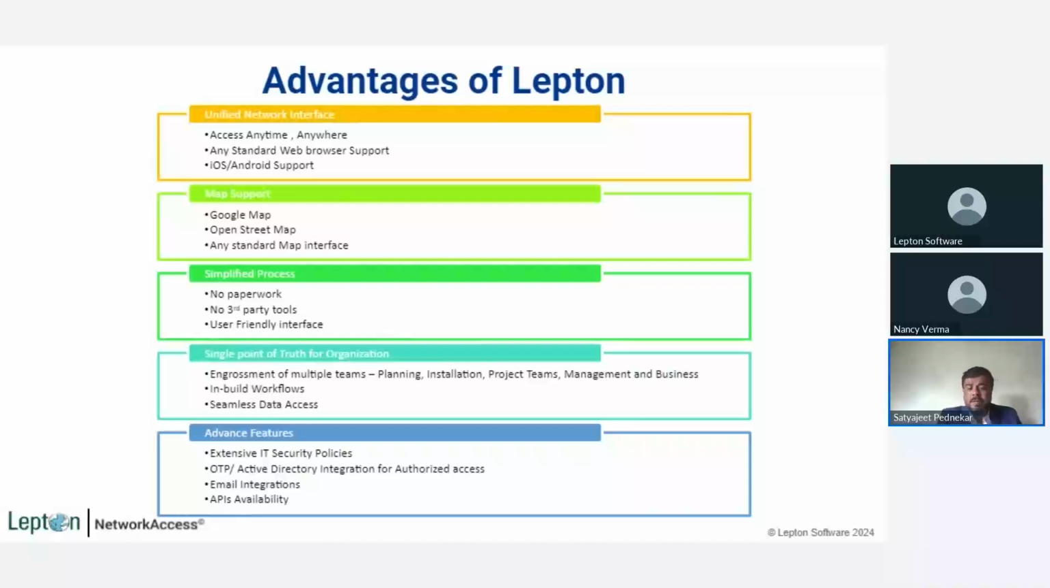This information is accessible from any industry-standard web browser, and the mobile application supports both iOS and Android. Then there is map support. Google Maps is pre-integrated along with OpenStreetMap, but on top of that, if some organizations require any standard map interfaces, we can make those available also.